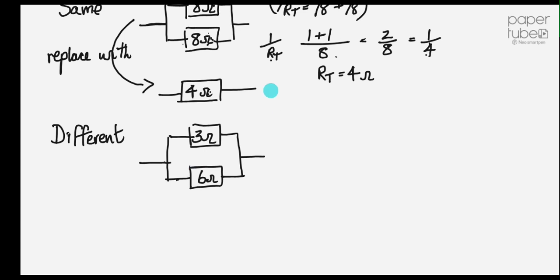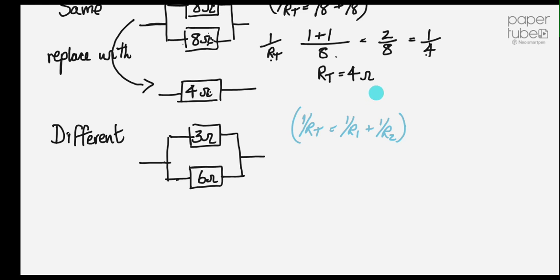But what resistor could I replace those 2 with? Well, let's look at the formula. 1 over R total is equal to 1 over R1 plus 1 over R2. There's a mark for that. See if you don't get that, mark lost. So remember, write the equation down.